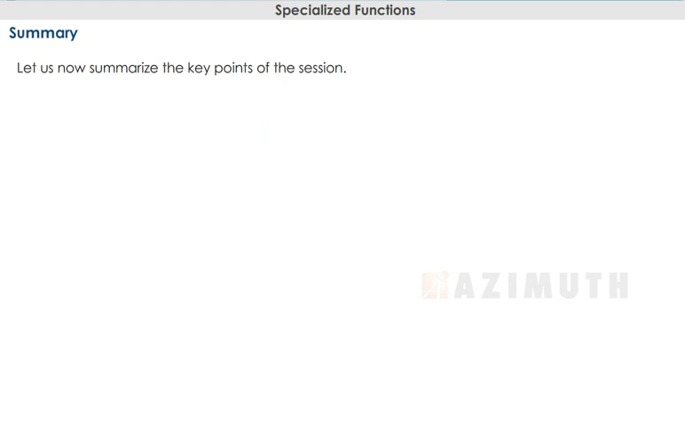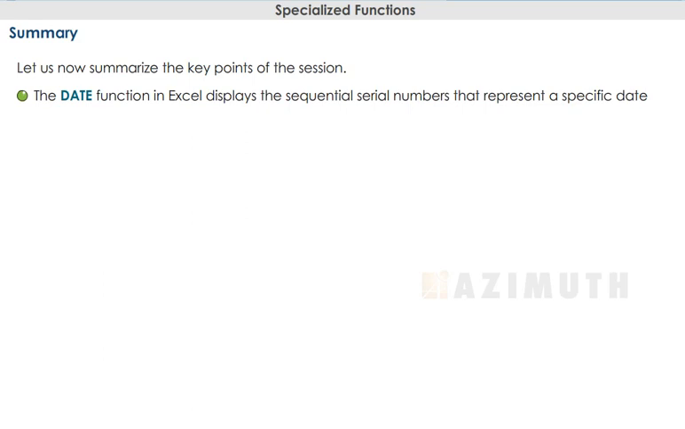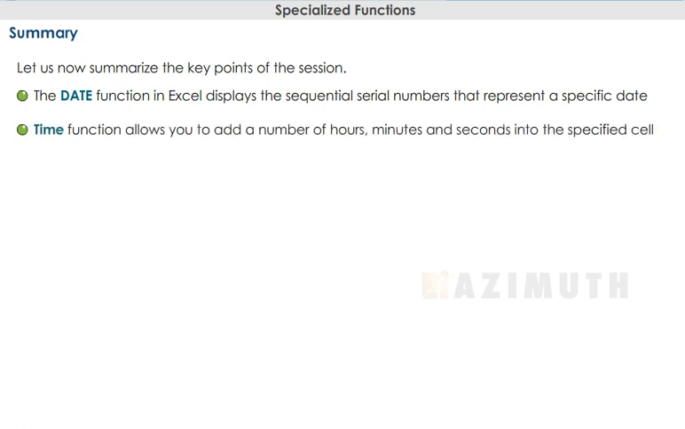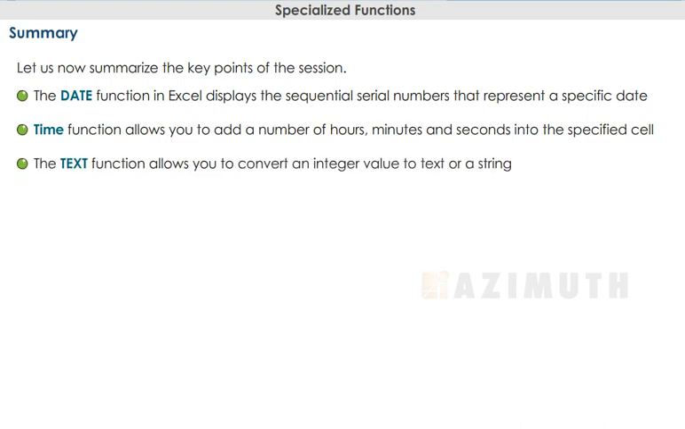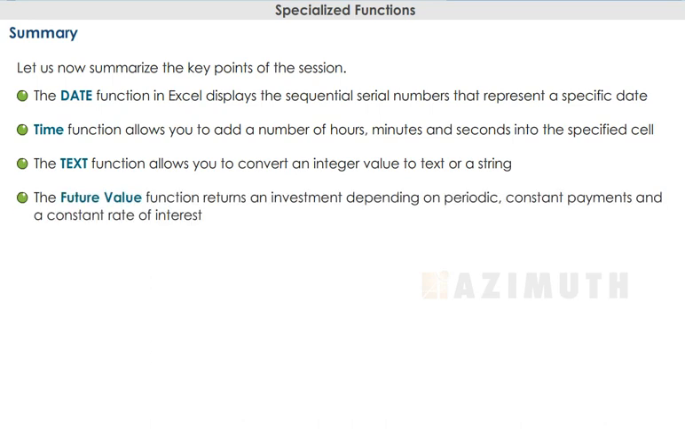Summary. Let us now summarize the key points of the session. The date function in Excel displays the sequential serial numbers that represent a specific date. The time function allows you to add a number of hours, minutes, and seconds into the specified cell. The text function allows you to convert an integer value to text or a string. The future value function returns an investment depending on periodic constant payments and a constant rate of interest.